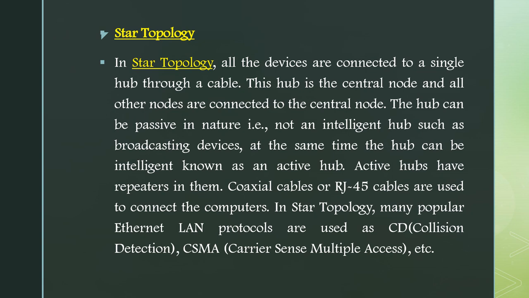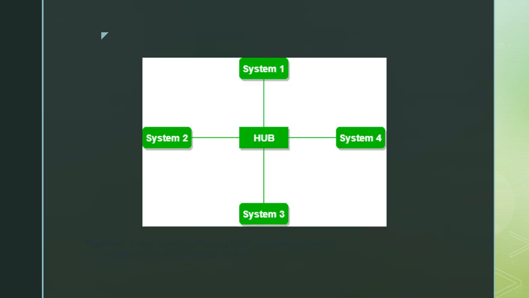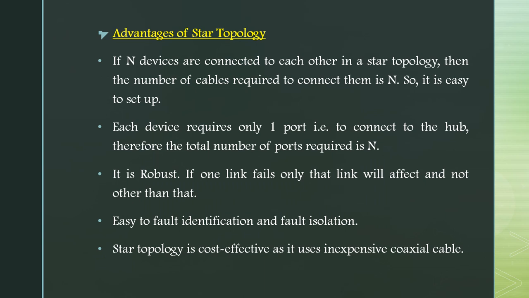In a star topology, many popular Ethernet LAN protocols are used, such as CSMA/CD, collision detection, CSMA, carrier sense multiple access, etc. Advantages of a star topology. If n devices are connected to each other in a star topology, then the number of cables required to connect them is n, so it is easy to set up. Second, each device requires only one port, that is, to connect to the hub. Therefore, the total number of ports required is n.